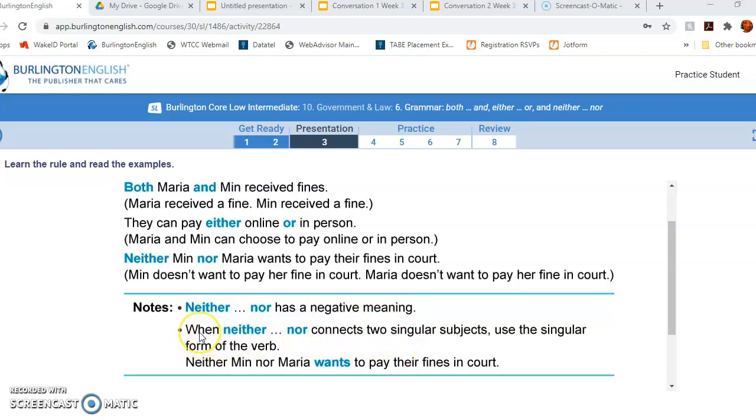This is a good point for everyone to notice. Okay, I want you to really pay attention to this. When neither nor connects two singular subjects, for example, Min and Maria each are the name of one person, so those are singular. Then you use the singular form of the verb. Sometimes we might get confused thinking you have two names here, so this must be a plural. No, you're going to have the S for present tense singular. Neither Min nor Maria wants to pay their fines in court. So that's a good reminder, and it will come up in this practice.